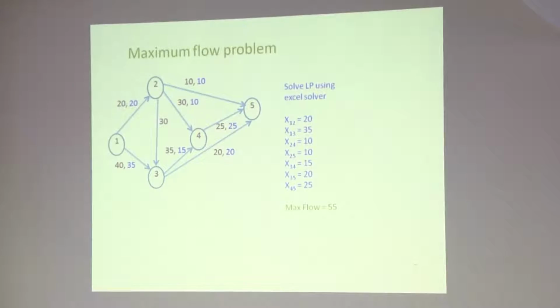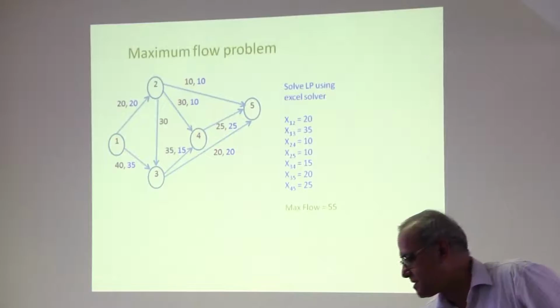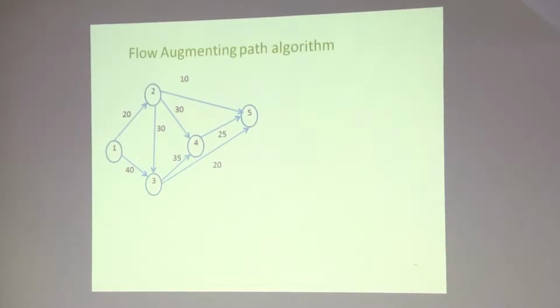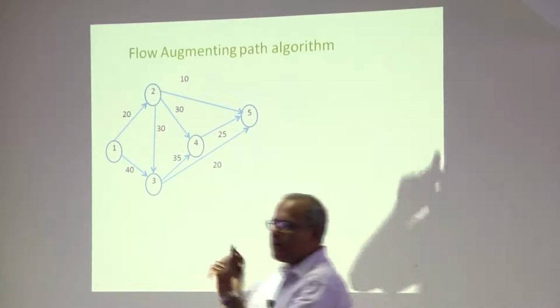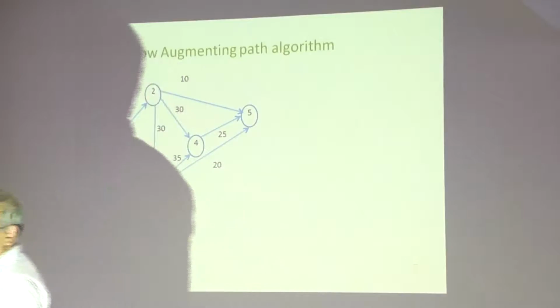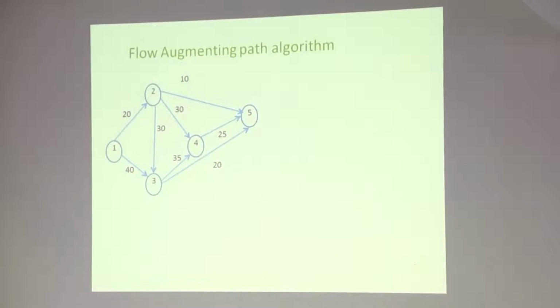So how do I solve this problem? I just apply some common sense. My common sense tells me that if I can find a path from the source to sink, then I can send some flow through that path.